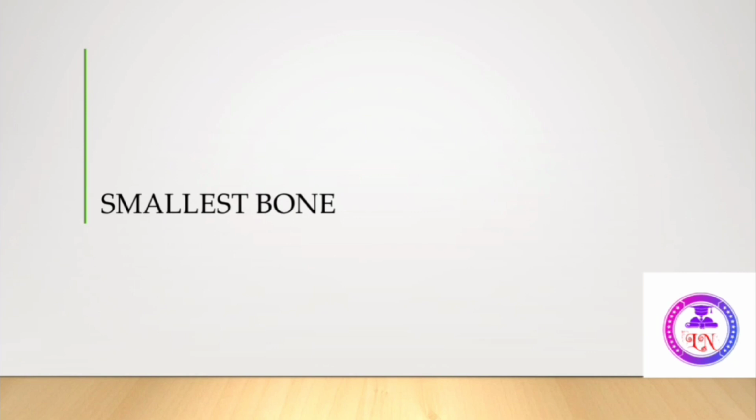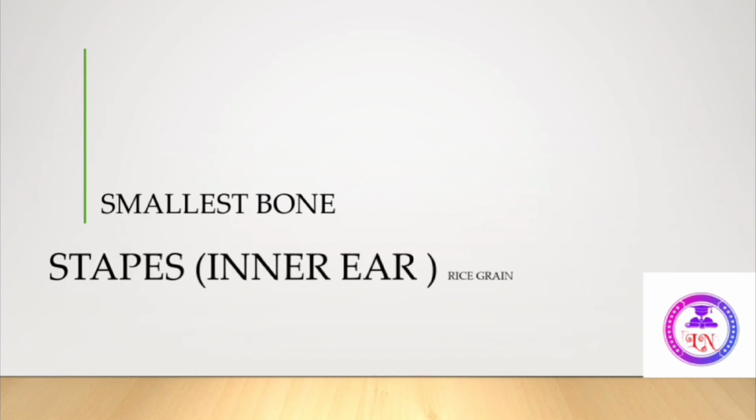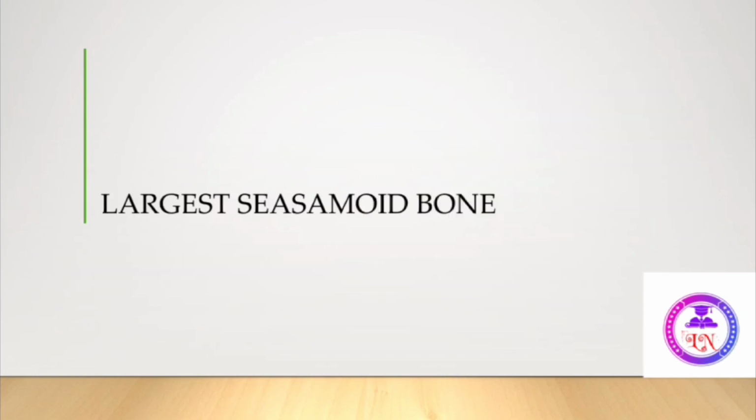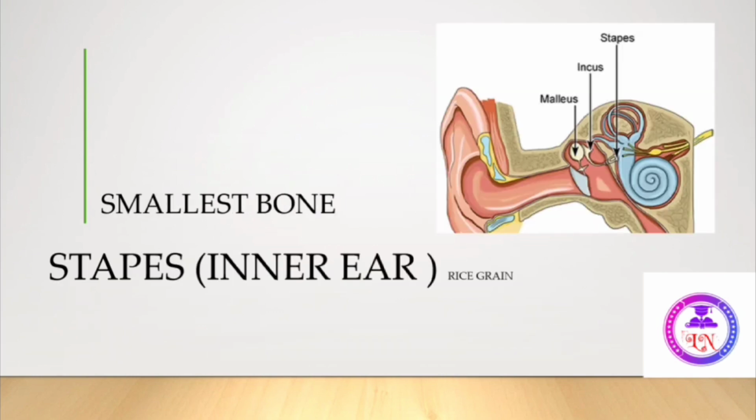The smallest bone. Now coming to the smallest bone. What is the smallest bone? The stapes, which is present in the inner ear. It is the smallest bone in the body. And you know what is the size of the stapes bone? The size of the bone is rice grain के बराबर होता है. If you see, it is equal to the rice grain. And where is the stapes? Can you see the stapes? See, here it is the stapes, very small.